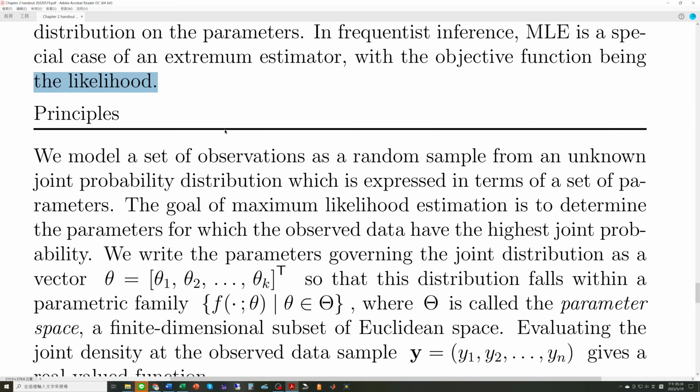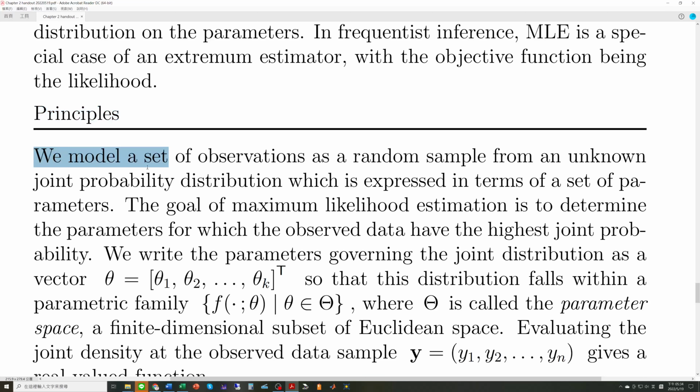Okay, so it is a brief introduction to maximum likelihood estimation. Next, let us see the principles of maximum likelihood estimation.